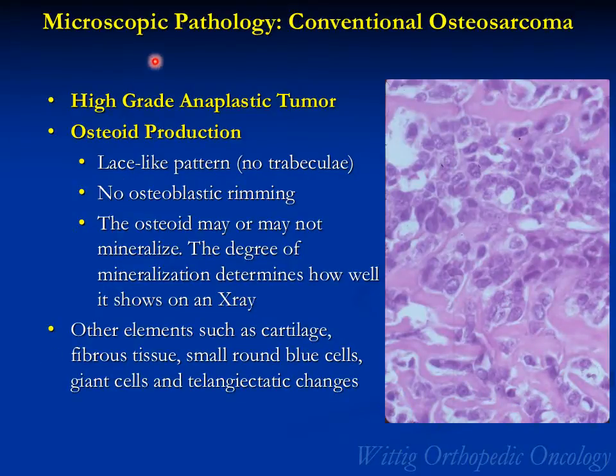This is the microscopic pathology of a conventional osteosarcoma. It is a high-grade anaplastic tumor. So what does that mean? High grade means rapidly dividing. It means that you're going to see a lot of hypercellularity, a lot of cellular pleomorphism. You're going to see a lot of mitotic figures and abnormal mitotic figures. The cells are going to be different sizes and shapes. They're going to be crowded. They're not going to be organized in an organized manner. They're going to be organized haphazardly and crowded and bunched together. And that's what you can see here.